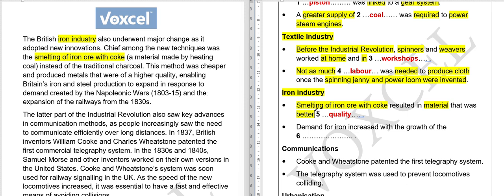So here they have written smelting of iron ore and coke. But in this sentence again, they have used a pronoun: this method. So this method basically refers to this. Was cheaper. So better, meaning comparison. Here is comparison. But even though it is a comparative word, we haven't found any material was made and produced metal. So produced metal basically resulted in material that was better, that was of higher. Higher is your better, and quality is your answer.